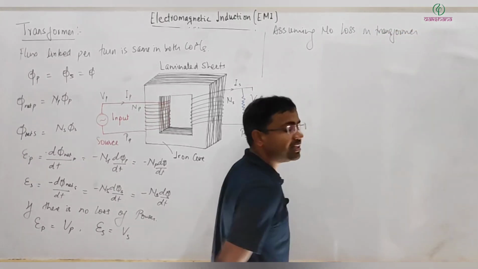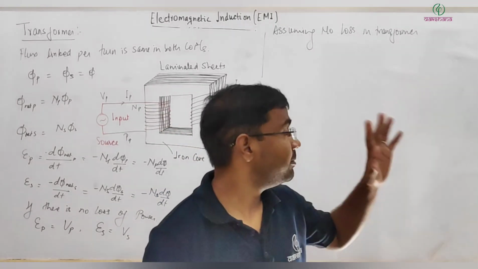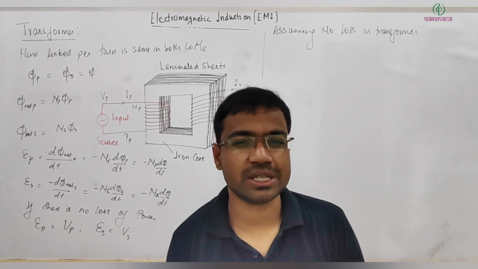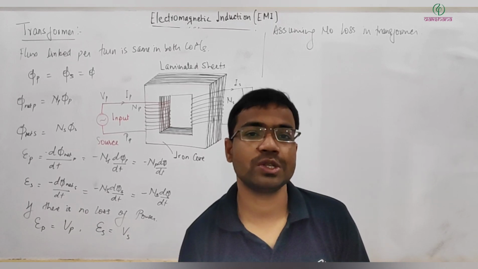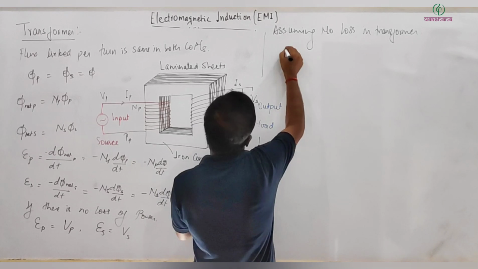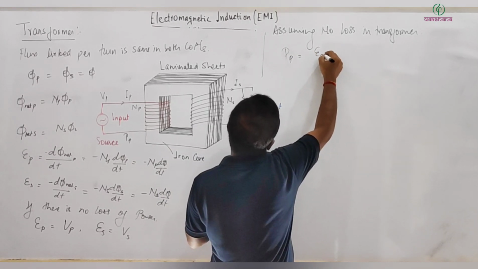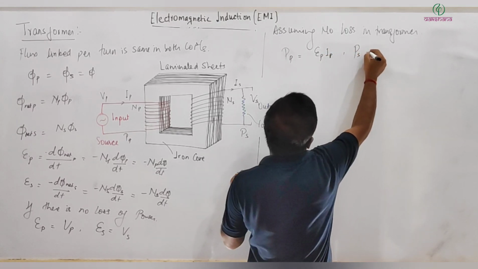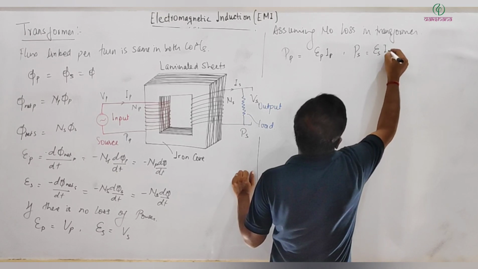Ideally, the efficiency is not 100%. Practically, the efficiency is from about 70 to 90%. But for the ideal calculation I am assuming that there is no loss, so it is 100% efficient. In that situation, I can write power in primary will be equal to E primary into I primary, and similarly power in secondary will be E secondary into I secondary.